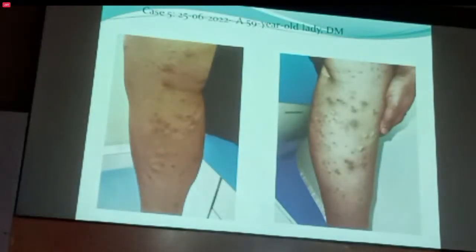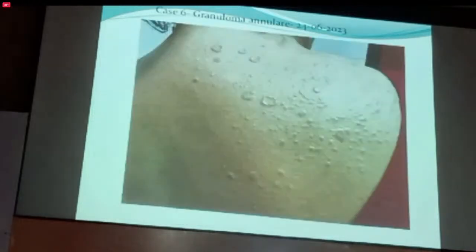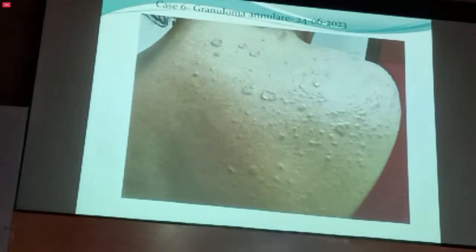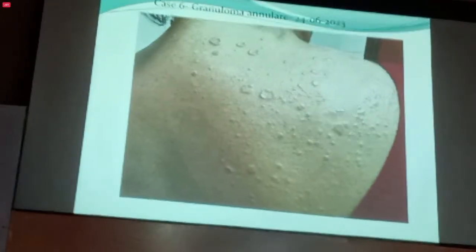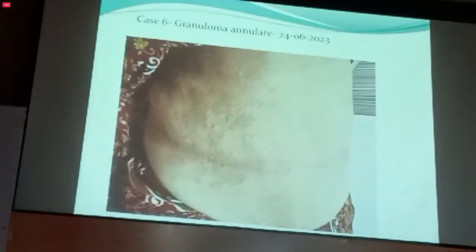This was a patient of atopic dermatitis. This was a patient of lichen planus whom I had given tofacitinib, and there was complete healing at the end of 3 months of treatment. This was a patient of granuloma annulare. This lady was coming to me for about 3 years, and every time she would respond only to steroids. Other agents were failing. And in this particular patient, look at the involvement on the abdomen also.